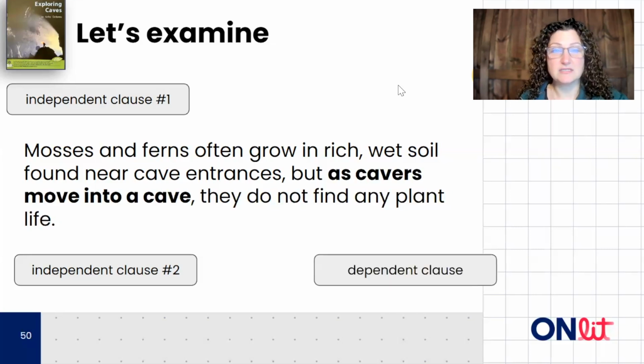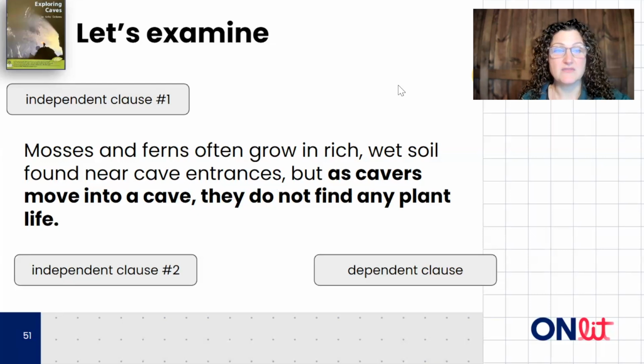The dependent clause, as cavers move into a cave, begins with a subordinating conjunction as. It has a subject, cavers, and a verb, move, but it does not express a complete idea on its own. It leaves the reader wondering what happens as cavers move into a cave. But when combined with the second independent clause, the idea is completed. These two together make a complex sentence. As cavers move into a cave, they do not find any plant life.